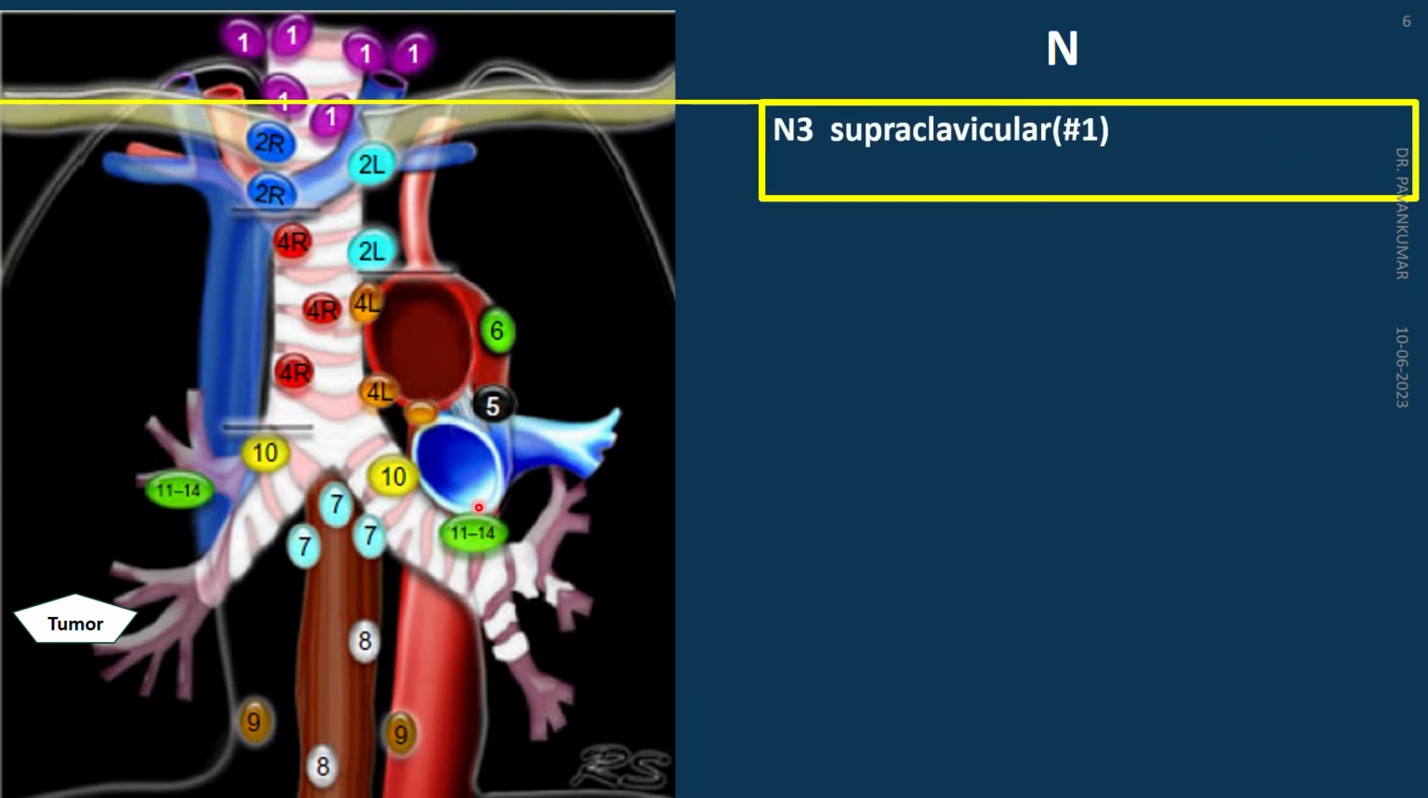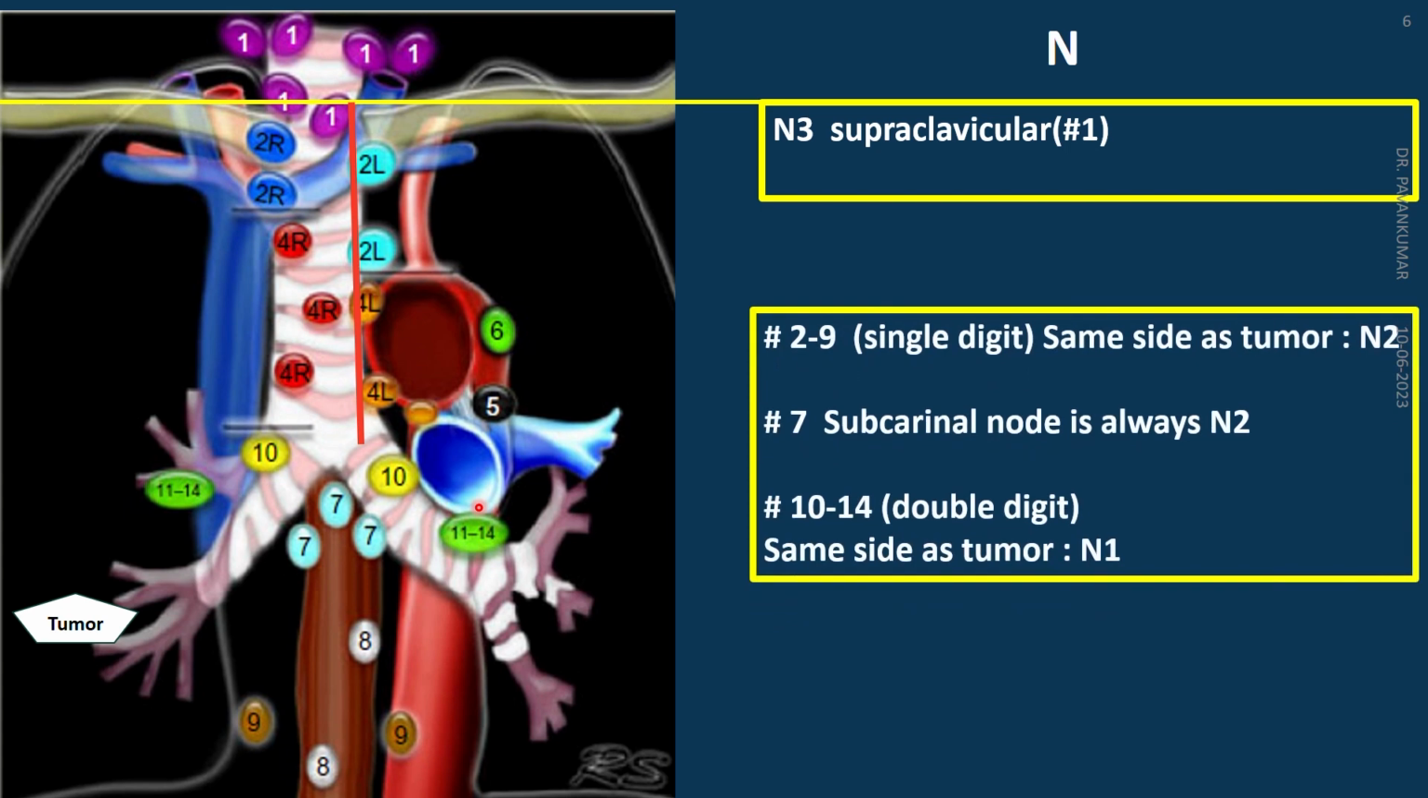I'll just briefly say anything above the clavicle is N3. Anything on the side of the tumor, from station 2 to 9, is N2. Subcarinal node is always N2, whether the tumor is on the right side or left side, it is always N2.